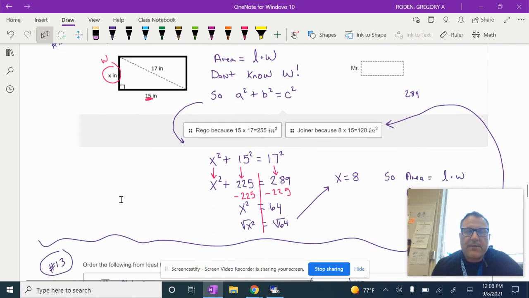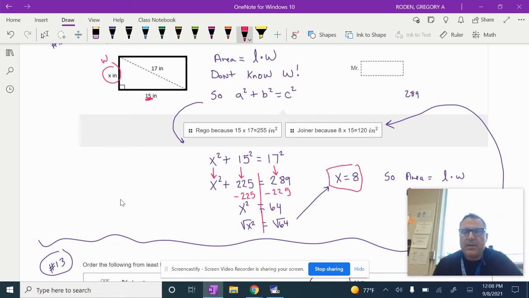Now, what I'm trying to find here, class, is what x squared is. So I subtract 225 from both sides, and I get x squared equals, well, 289 minus 225 is 64. Now, I don't want x squared, I want x. So I take the square root of both sides. And so the square root of 64 is 8.